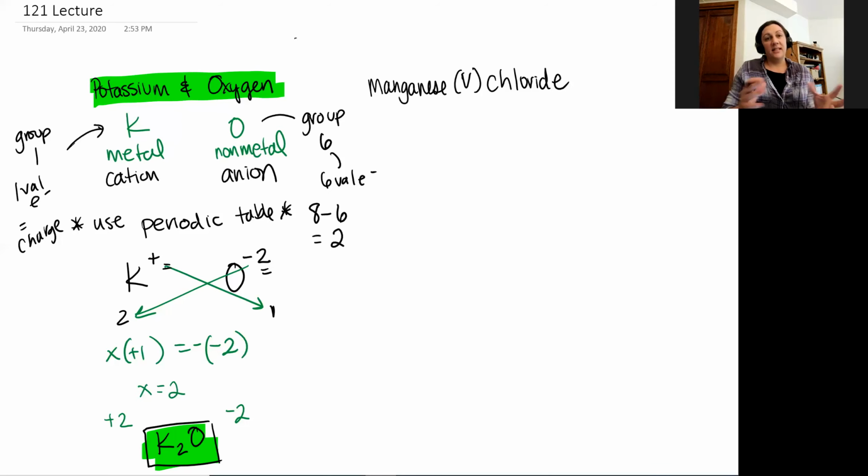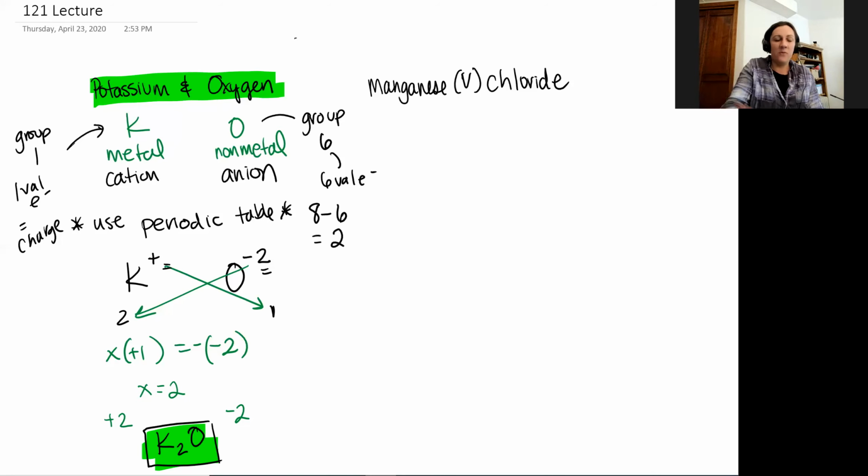So this is an example when we have representative elements: first 2 columns, last 6 columns. If we have something in between those two in the transition elements, or even in the post-transition elements, which are the metals that come after the transition metals in rows 3 and below, then those atoms can have multiple different charges. So we won't know exactly what it can do until we get more information.